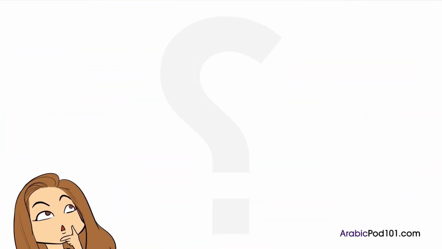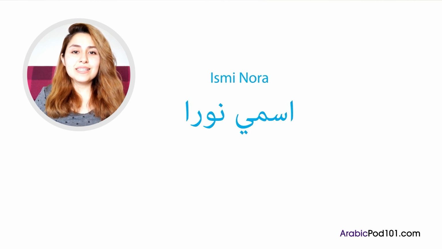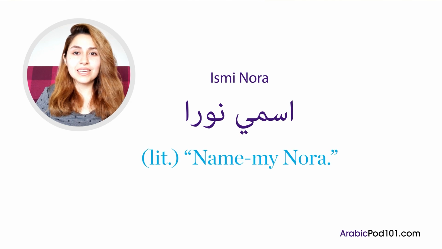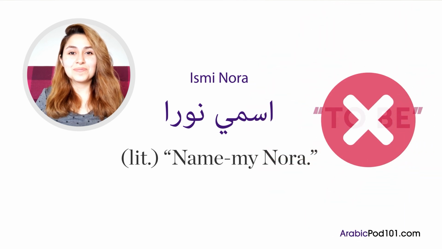The question for this lesson is, how come Arabic doesn't have a verb to be? If I were to introduce myself in Arabic, I would say, Ismi Noura. If we translate this literally, it would be something like "name my Nora." Have you noticed that the verb to be isn't in the sentence? In this lesson, we will see how the Arabic sentence structure allows sentences to form without needing the verb to be. We'll see what a noun plus adjective sentence looks like in Arabic.